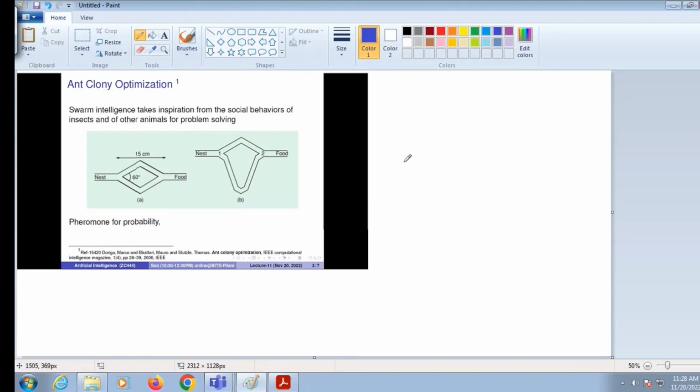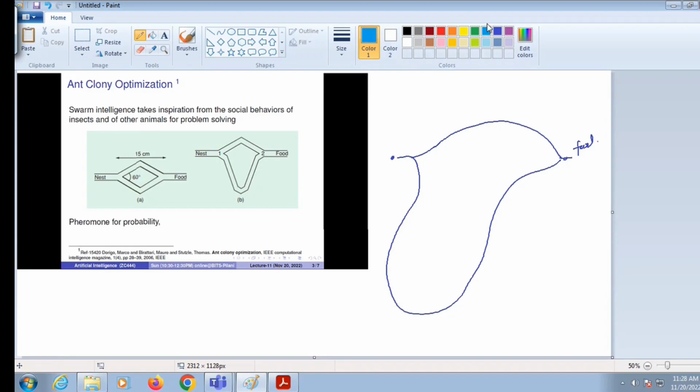Let's assume that here is an ant, and here is food. And let's assume that there is one path that goes like this, that reaches over here. Okay?